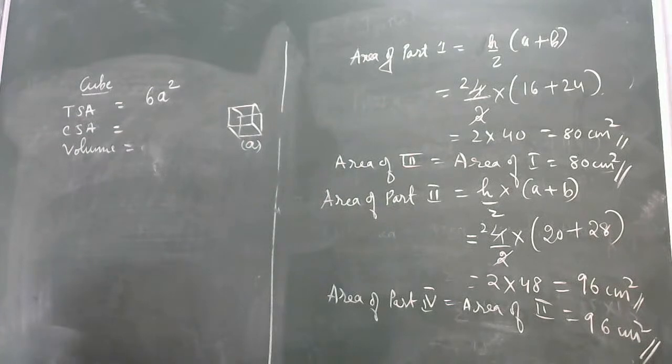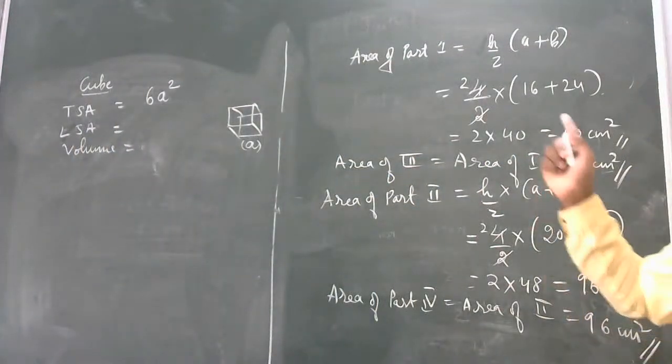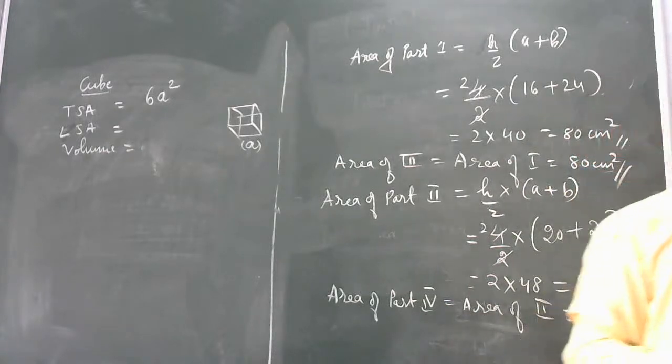Next we are having CSA. Actually, for cube it will come as LSA. CSA will come for cylinder. It is curved surface area. So what is the lateral surface area? What do you mean by lateral surface area?